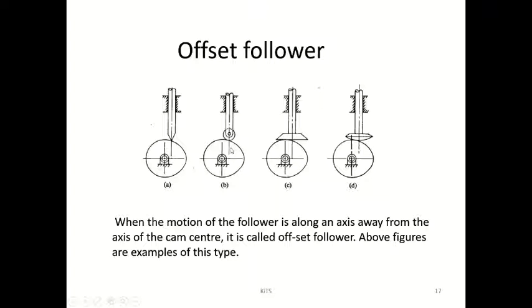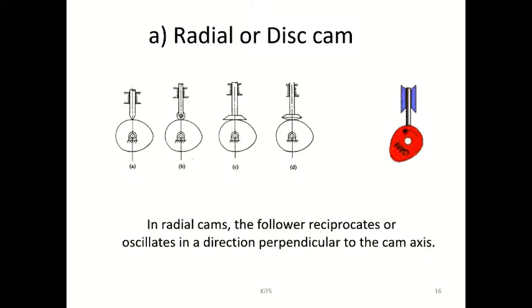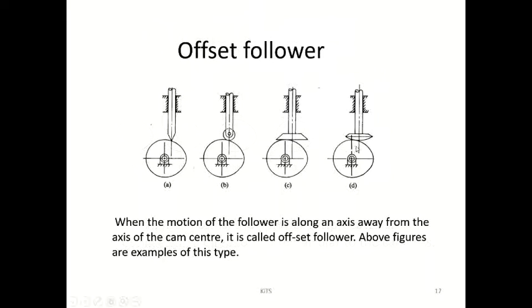See the next one, offset follower. Offset follower means the axis of the cam and the axis of the follower will not meet each other. There is an offset, a small distance between the axis of cam and the axis of follower. Here also, and here also, and here also there is a small distance. So this is called offset follower. In the previous case, inline, because both the lines meet. But now both the lines have some offset distance.